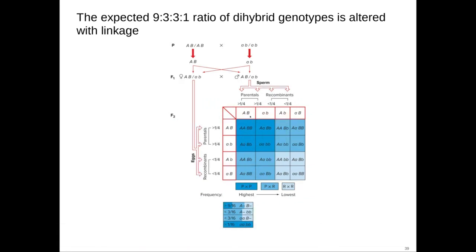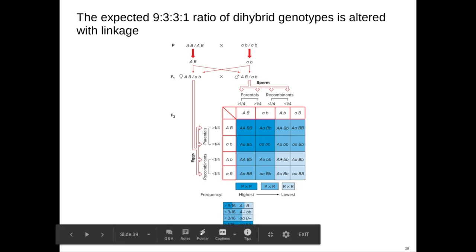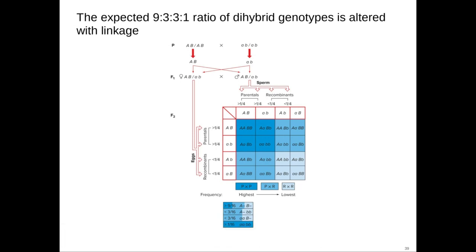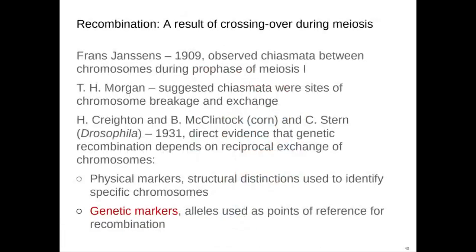What we actually know is that there's just kind of this spectrum of probability where the highest frequency is up here, the lowest frequency is here, and then the lowest frequency is going to be over here. And it produces a ratio that's not 9:3:3:1, but we produce this greater than 9, less than 3, less than 3 to greater than 1 ratio. So we deviate from this 9:3:3:1 ratio because things are linked together on the sex chromosome.